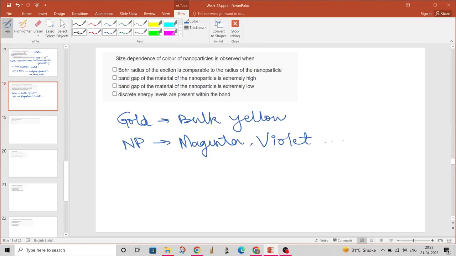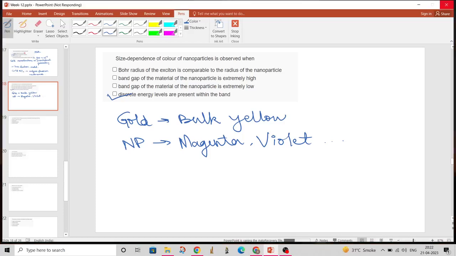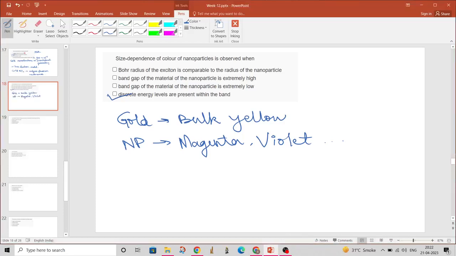So for the size dependence, the answer is: because of the nano size they have discrete energy levels present within the band, and it's not a band, it's discrete energy levels. So due to different energy levels, different sizes can show different emission from different levels, and that's why we see different colors. And the second reason is that Bohr radius of the exciton is comparable to the radius of the nanoparticle.